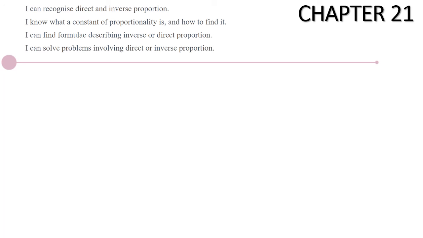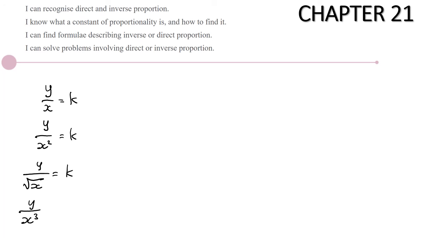So just as a quick recap, direct proportion is going to be this type of thing, or it might be if it says y is directly proportional to x squared, or y is directly proportional to the square root of x. It could be anything. It could be y is directly proportional to x cubed or the cube root of x. Yeah, anything like that. So that's direct proportion.